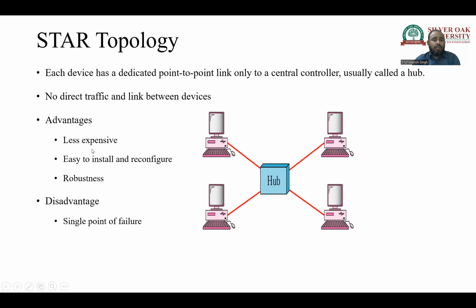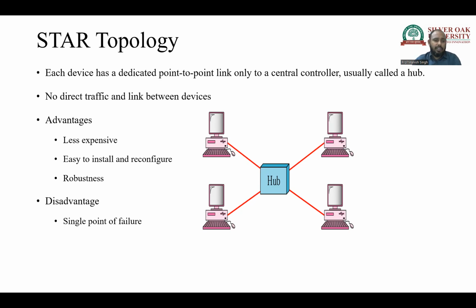So first of all, we go to the first point. Each device has a dedicated point-to-point link only to a central controller, usually called a hub. Means PCs are connected via hub, not directly. Now the second point is no direct traffic and link between the devices. Means they cannot communicate directly. They have to communicate via hub. This is how they work.